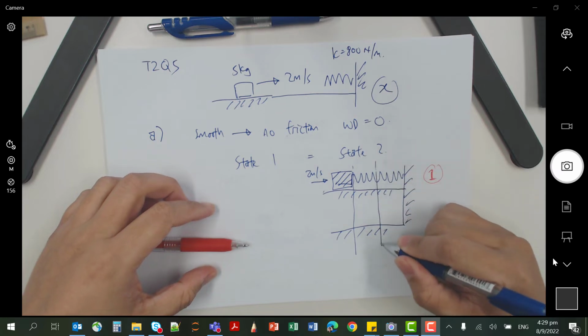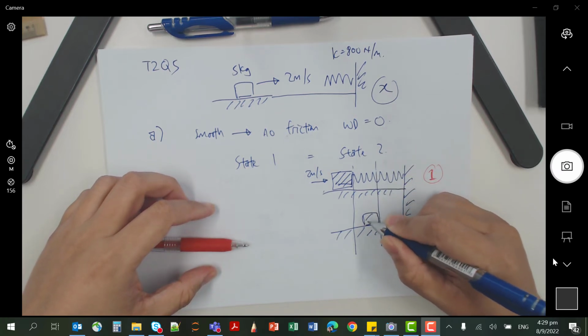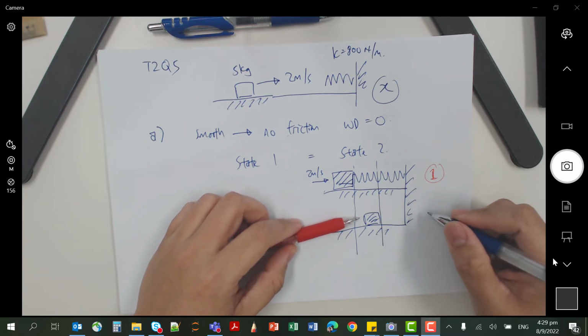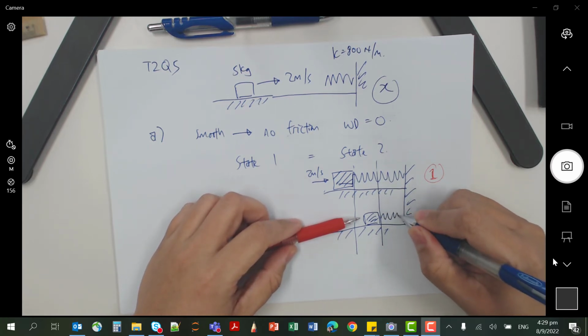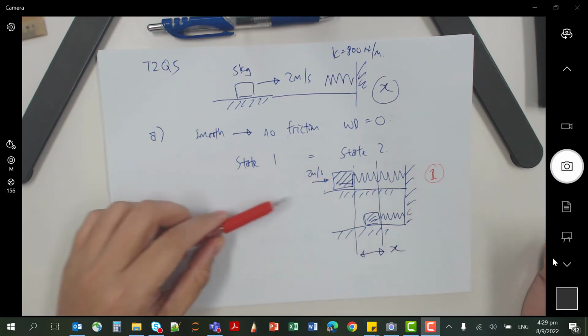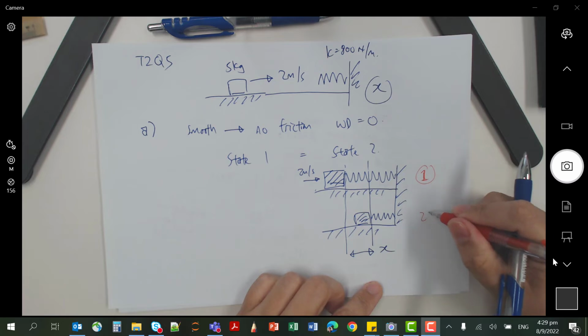So we have the carton here. Your velocity is going to be 0. It's not going to move, right? But your spring would have compressed by x amount. So this is your state 2.